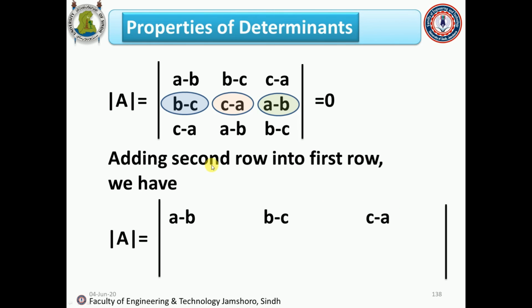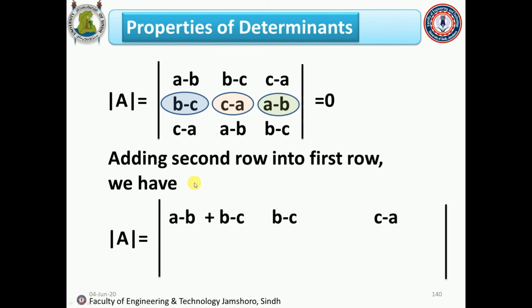It says adding the second row into the first row, so we put a plus sign here. A minus B added with the second row, so here the term will be B minus C, okay? This is the second row element, so I put it here. Now this is the end of this element.